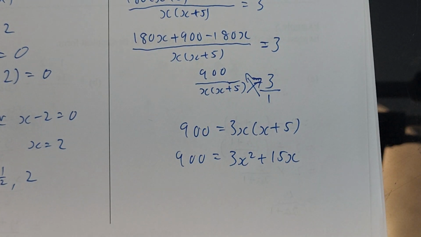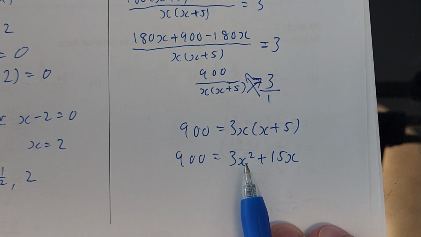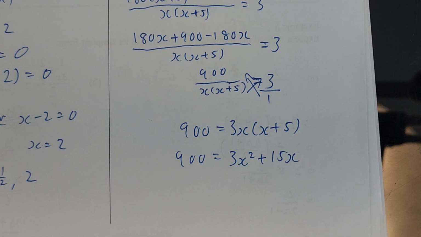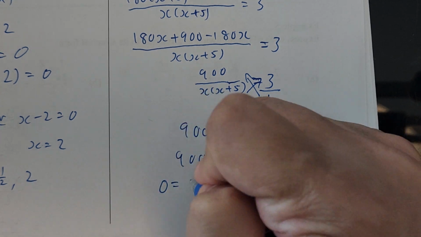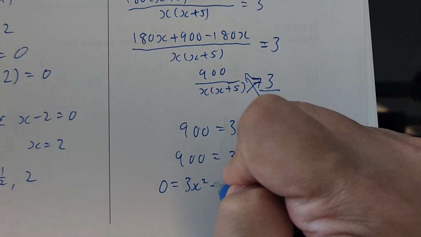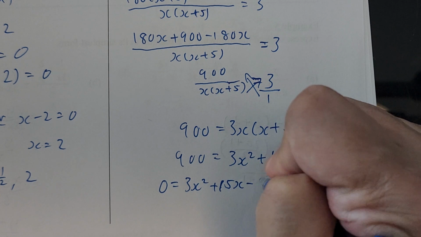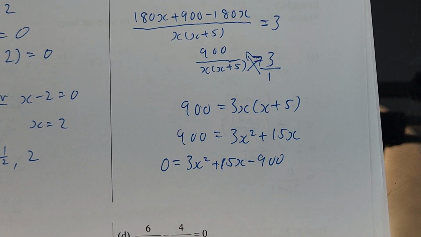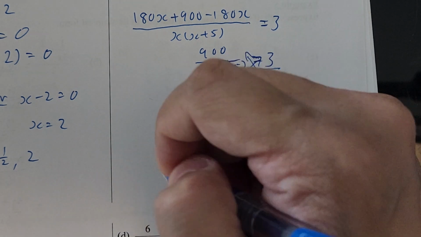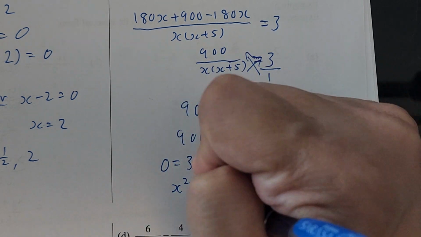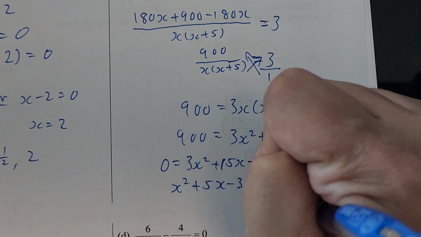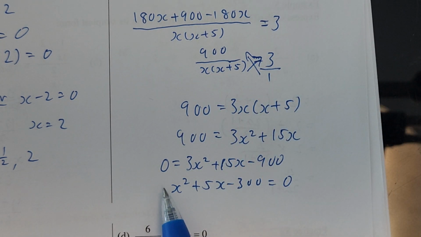Then after that I see, okay, quadratic, so make one side 0. In this case, I shift everything to the right because I prefer my x squared to be positive. Then I see 3, 15, 900 all divisible by 3. So I simplify again. That equals to 0, I can shift from the left hand side to the right hand side. There's no problem with that.